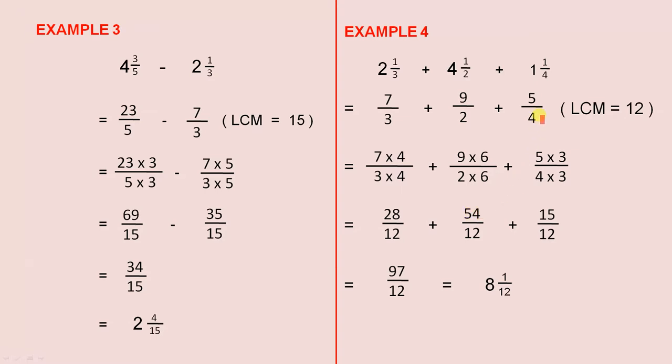And for that denominator to be 12, multiply top and bottom by 3. We've done that here, and that gives us 15 over 12. When we add those three fractions there together, we get 97 over 12. So that gives us 8 1/12.